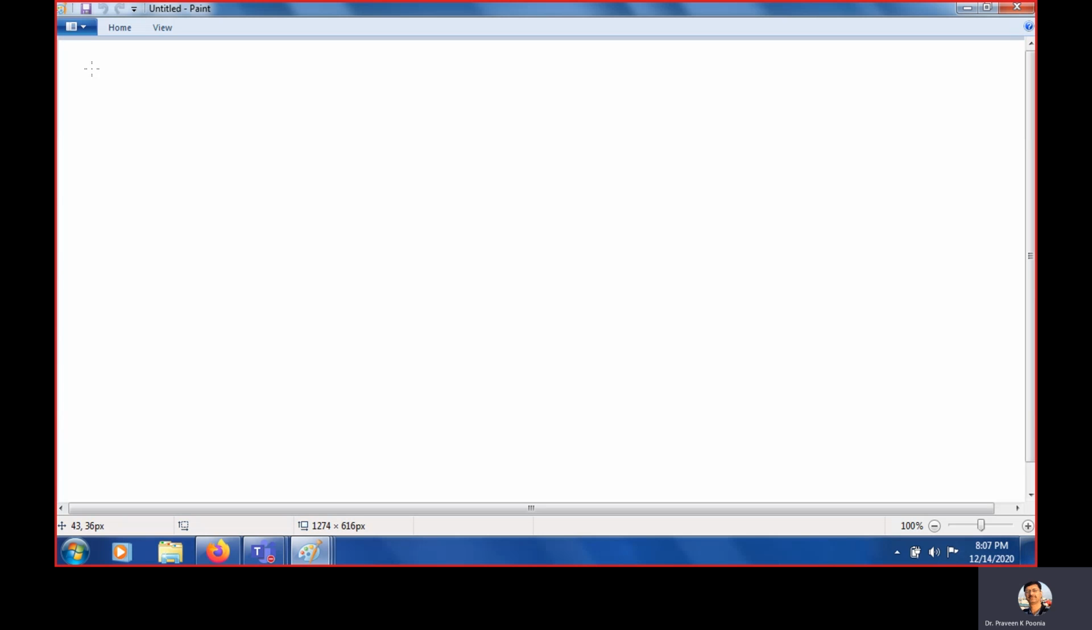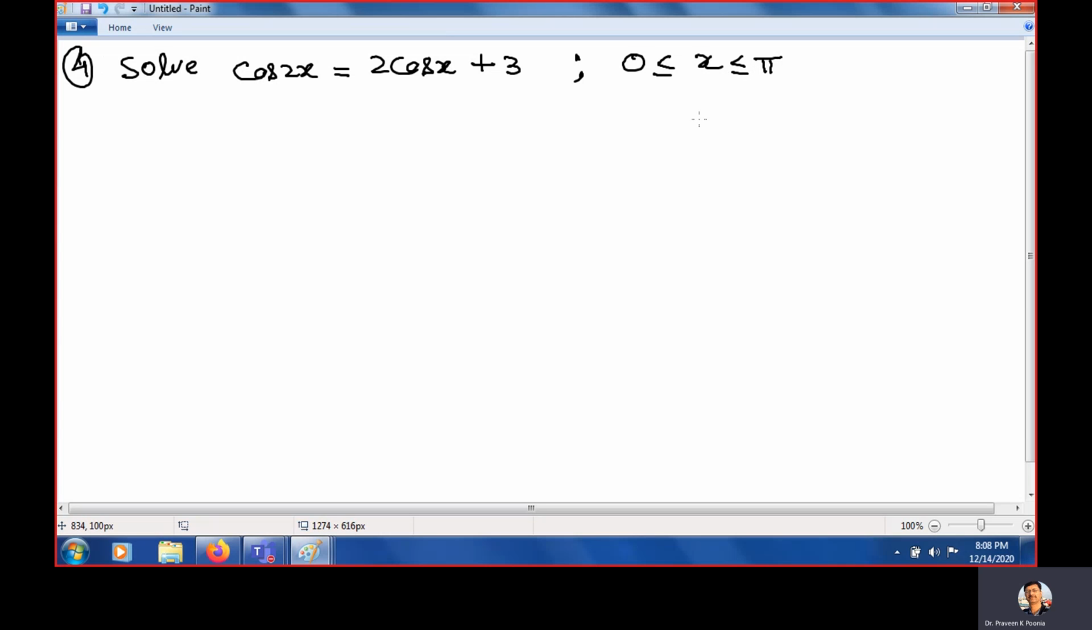Okay, let us take a slightly more difficult question. Question number 4. This is an example from the book. Solve cosine of 2x equals twice of cos x plus 3. This is clear. And there is a condition on x given: 0 is less than or equal to x less than or equal to pi. This is the condition.